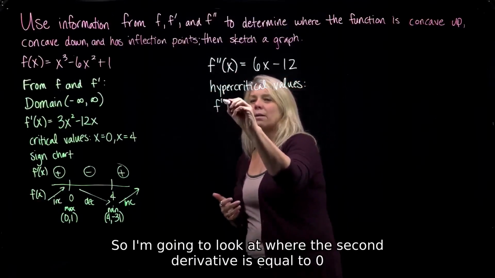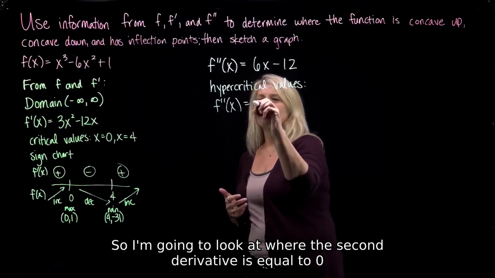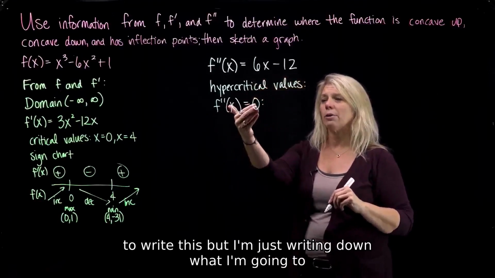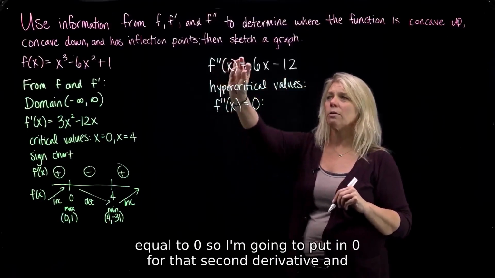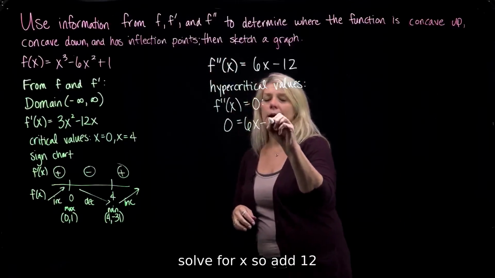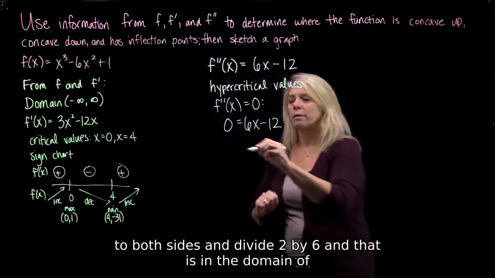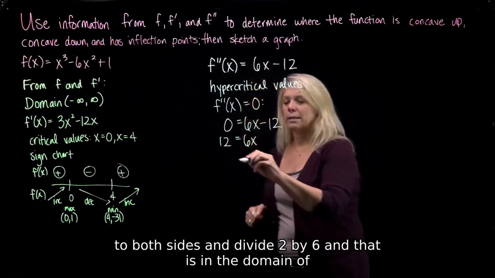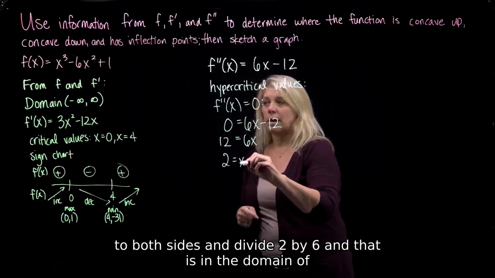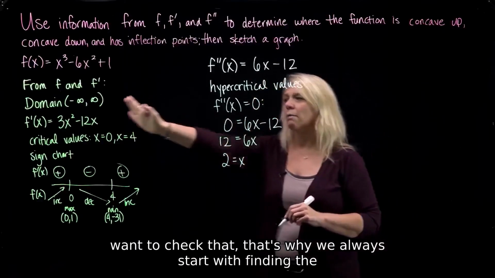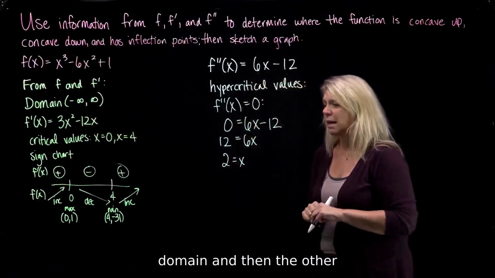So I'm going to look at where the second derivative is equal to 0. You don't necessarily have to write this, but I'm just writing down what I'm going to do. Set that second derivative equal to 0. So I'm going to put in 0 for that second derivative and solve for x. So add 12 to both sides and divide through by 6. And that is in the domain of our function. So we always want to check that. That's why we always start with finding the domain.